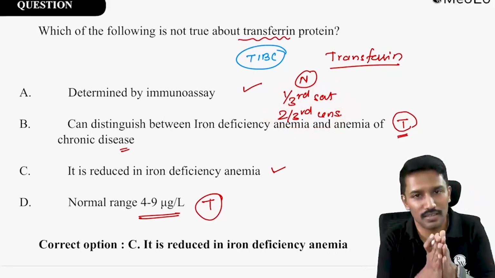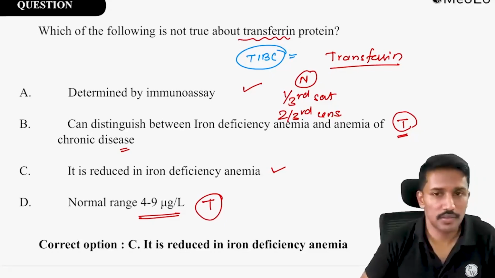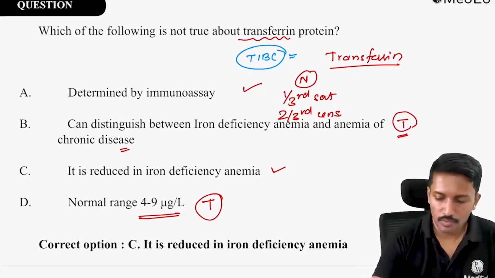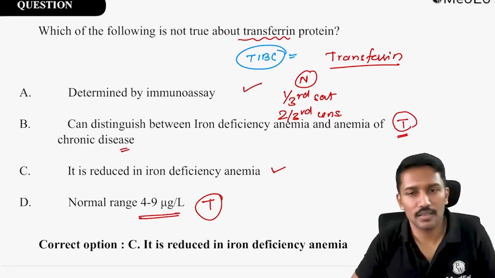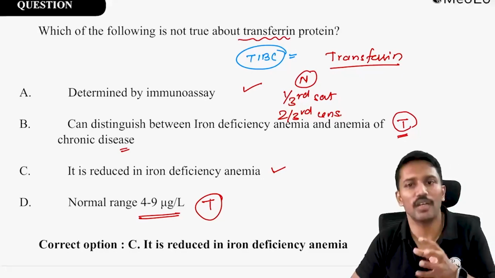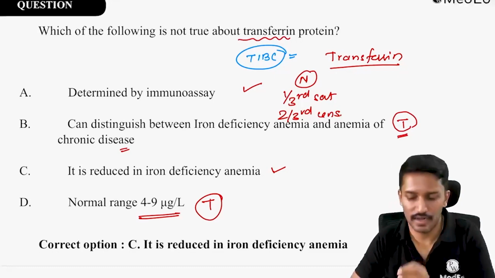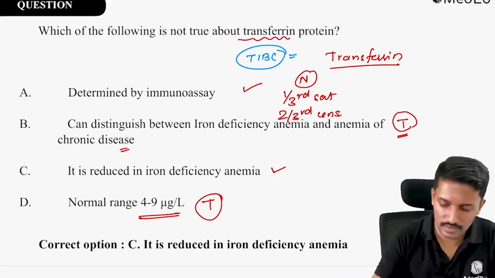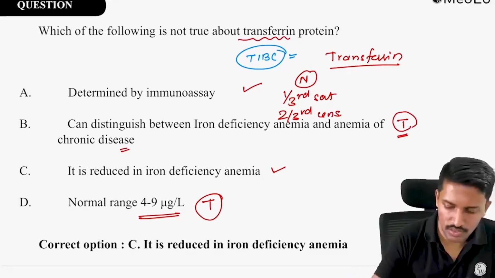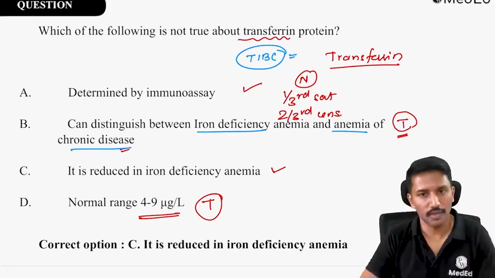So can I say that TIBC is increased in patients with iron deficiency anemia? Yes, right? But in patients with chronic diseases, the TIBC is not increased, right? So that point helps you to distinguish between the anemia of chronic disease and iron deficiency anemia. So indirectly I can say that transferrin helps us to distinguish between iron deficiency anemia and anemia of chronic disease. That is also true, right?